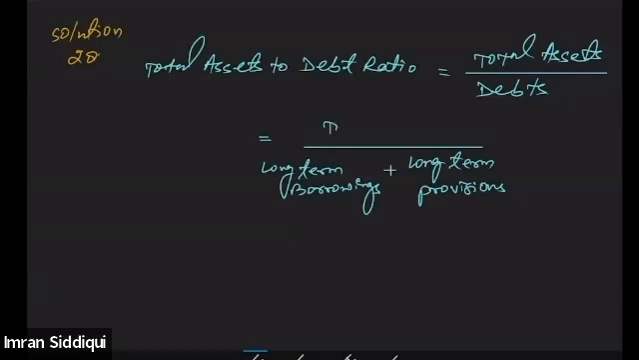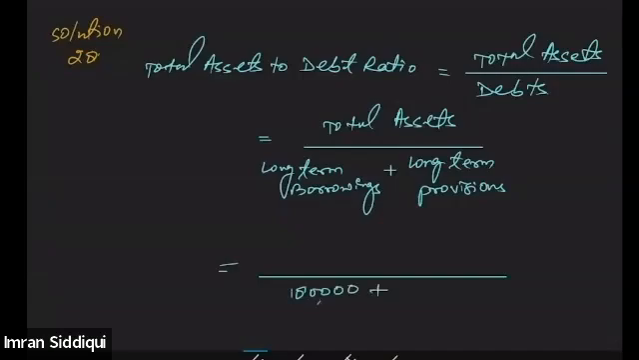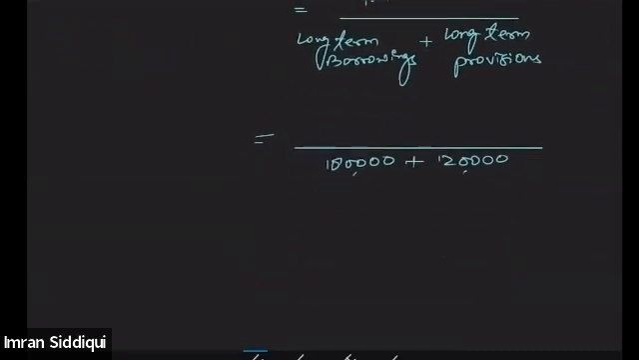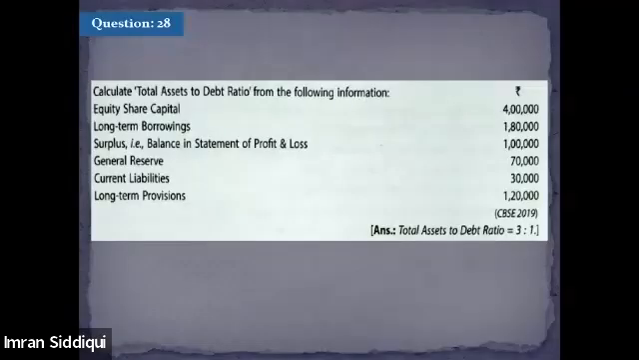All right. And the total asset is not given in the question. Anyways. So long-term borrowing is how much? It is 1,80,000 in the question. And the long-term provision is given as 1,20,000. Total asset is still missing. We will have to figure out the value of the total asset. And for that purpose, I guess we'll have to prepare the working note.